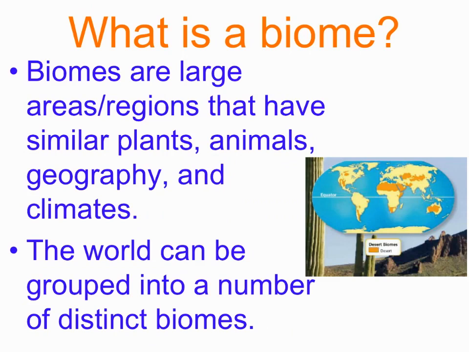So we'll start off with remembering about what biomes are. They're large areas or regions that have similar plants, animals, geography, and climates. The world can be grouped into a number of distinct biomes, and you'll see in the picture to the right there, I showed desert biomes, and you'll see from the key there that the darker shaded areas, that's where we find our deserts on Earth.